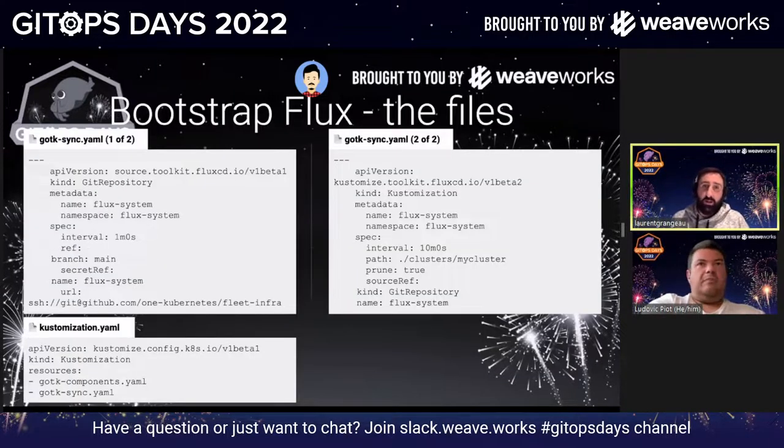And then, here is the content of the file. In the gotk-sync, we have the source of truth from flux-system. In the gotk-components, we have the files that Flux is based on to be able to install and upgrade Flux automatically, because it's only based on YAML files. And of course, we have the kustomization file that references the gotk-components and gotk-sync.